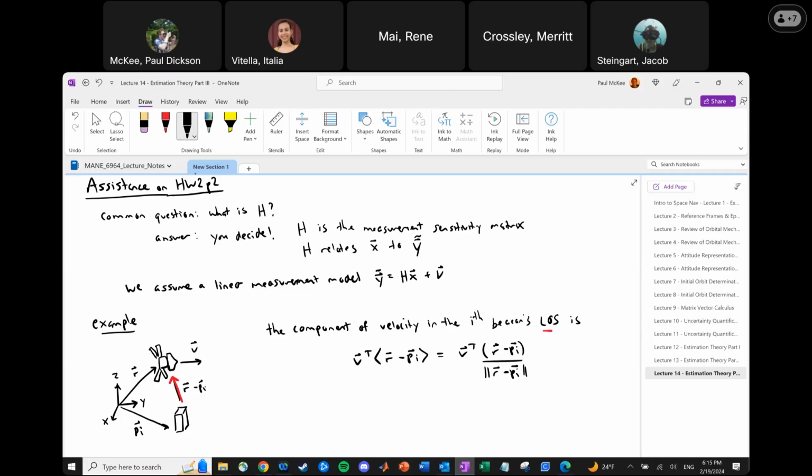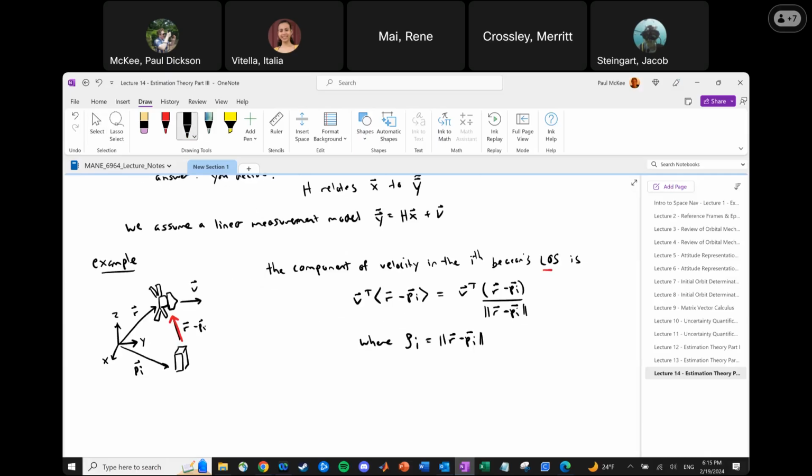Now, we can also say that we have some unknown range, where rho_i is equal to the norm of r minus p_i. That's the unknown range, the distance from the ith beacon to the spacecraft. So we've got the distance and we've got a component of the velocity. So our measurement model looks like this. And I believe I just gave this to you in the homework problem.